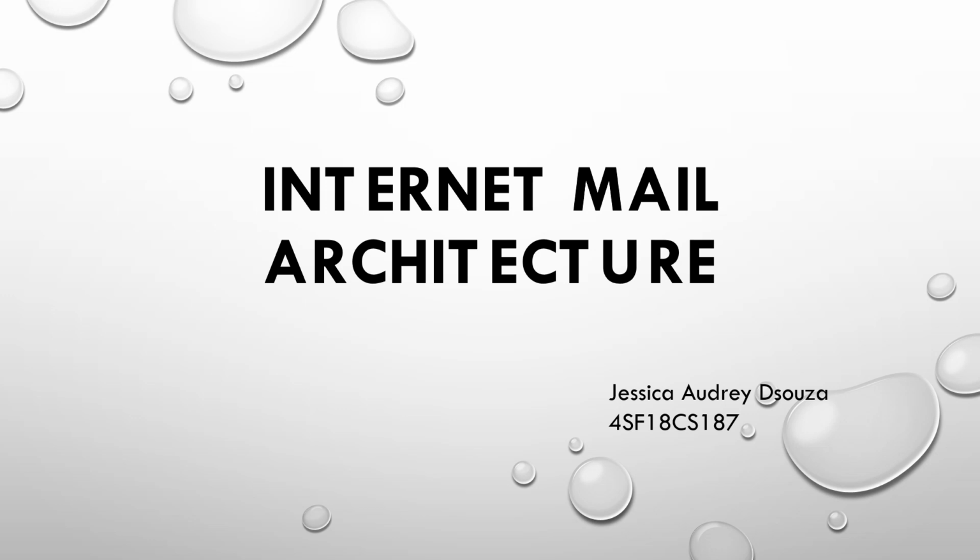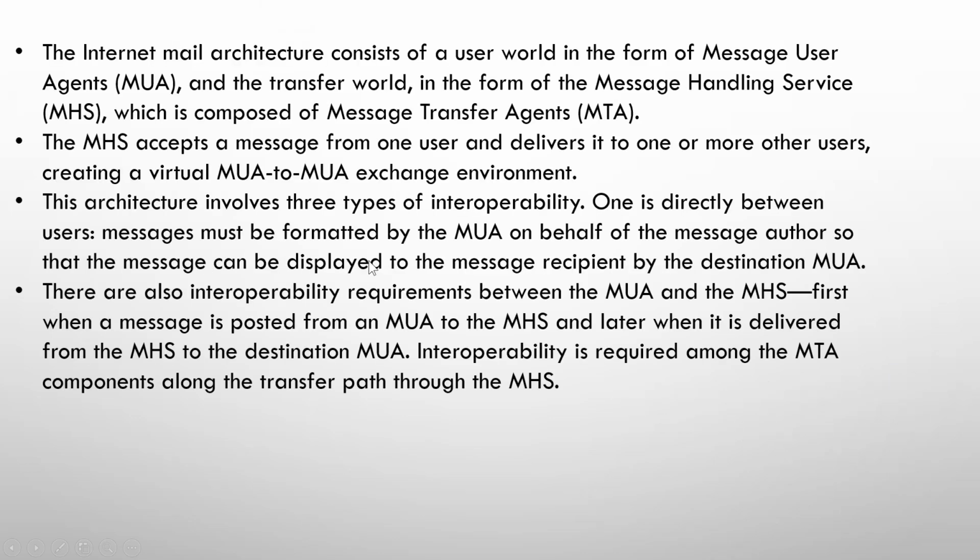The Internet Mail Architecture consists of two main components, that is a message user agent and message handling services. Message user agent represents the user world and message handling services represents the transfer world. The MHS is composed of many message transfer agents. The MHS accepts a message from one user and delivers it to one or more other users, creating a virtual MUA to MUA exchange environment.